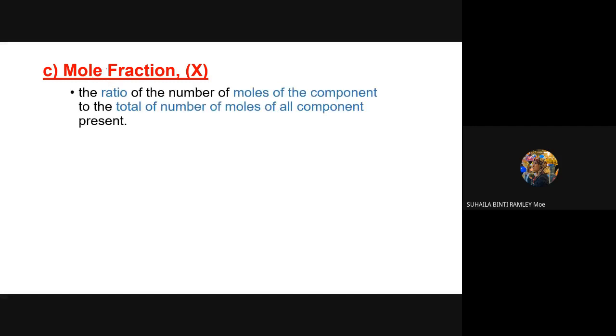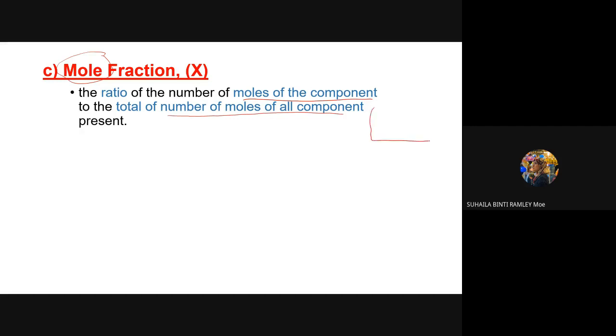The next one is mole fraction. The symbol is capital X. A fraction has no unit because it is a fraction. Actually for this one, it refers to moles. We also can have mass fraction, volume fraction, and so on. It is defined as the ratio of the number of that component divided by the total number of all the components that exist.